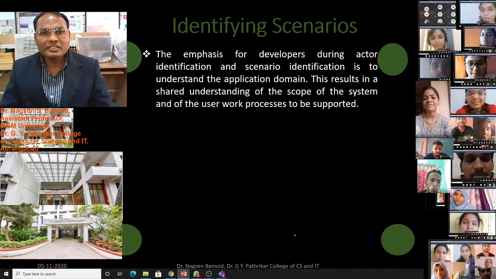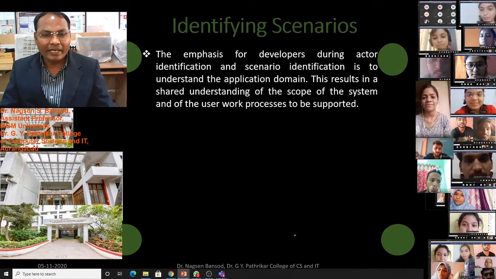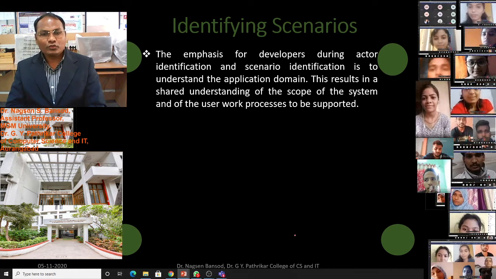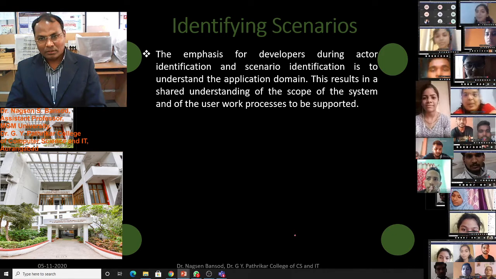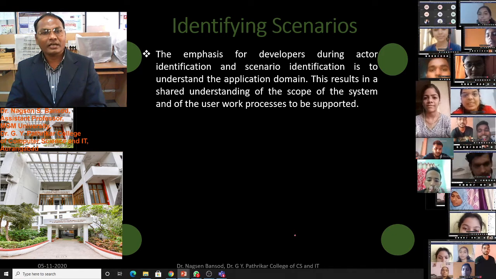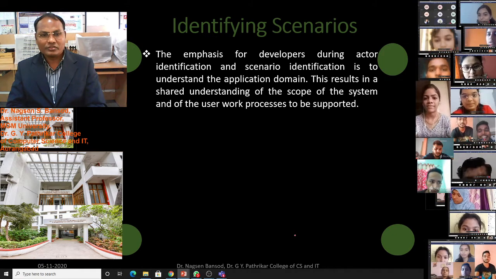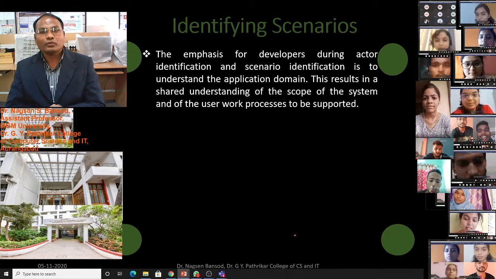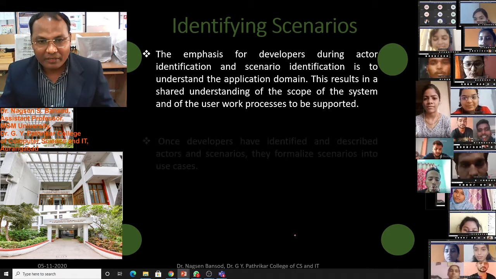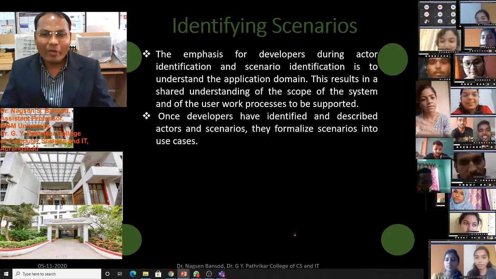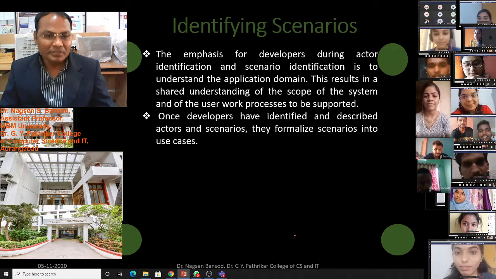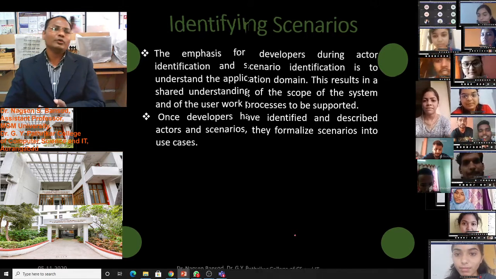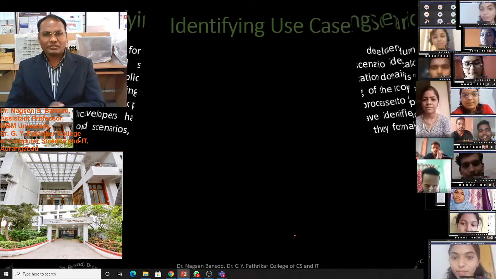The emphasis for developers during actor identification and scenario identification is to understand the application domain. The result is a shared understanding of the scope of the system and of the user work processes to be supported. Once developers have identified and described actors and scenarios, they formalize the scenarios into use cases.